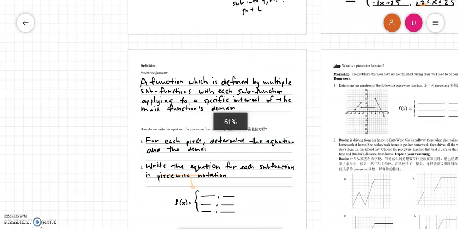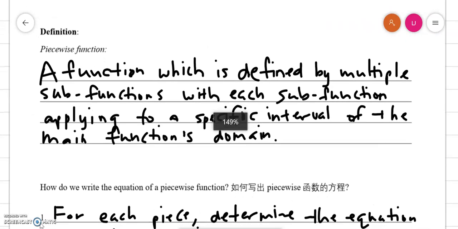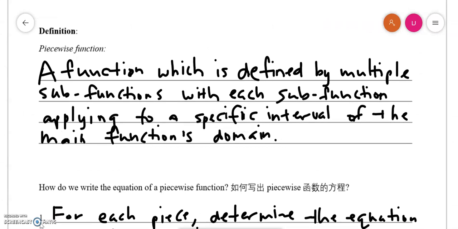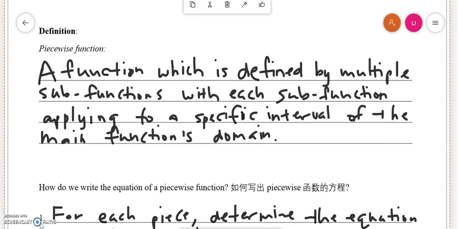All right, so a piecewise function is a function which is defined by multiple subfunctions, with each subfunction applying to a specific interval of the main function's domain. So basically it's a function with smaller functions, and each of these smaller functions are on a specific domain, just like we saw in our examples.